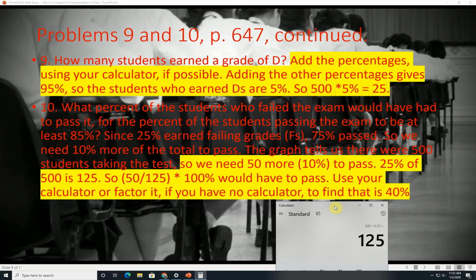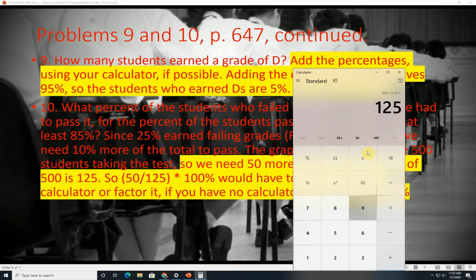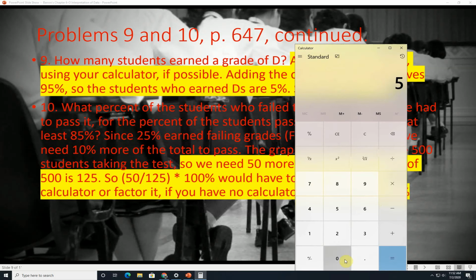So 75% pass. So we need 10% more of the total to pass. 500 students, 10%. You should be able to figure out that that's 50. If you can't, don't beat yourself up. That's fine. You just go 500 times 10% is 50. Okay, so we need 50 more to pass.